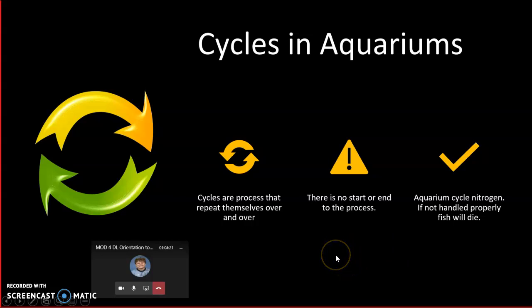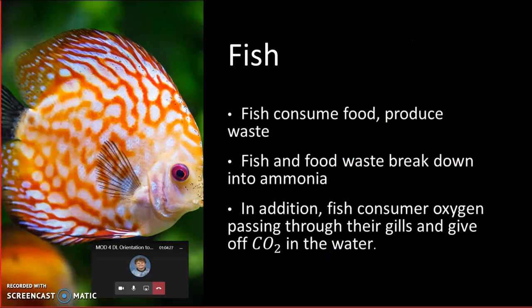Fish. So now we are going to be filling out blank number three. Okay, we're on blank number three under the label fish. Fish consume food and produce waste. Fish and food waste break down into ammonia. So blank number three is ammonia. And ammonia is right here on the screen in case you don't know how to spell it. In addition, fish consume oxygen passing through their gills and give off carbon dioxide, or CO2, into the water. So the waste that fish produce are CO2 and ammonia. So blank number three was ammonia, blank number two was matter, and blank number one was model.